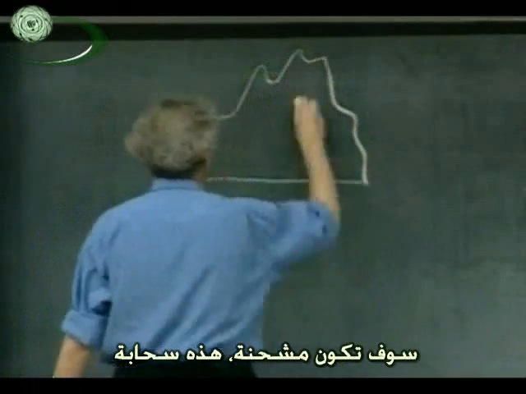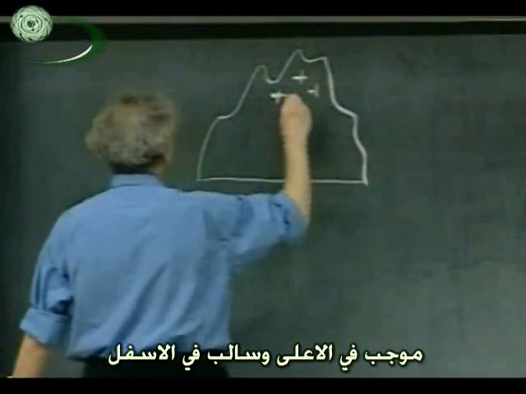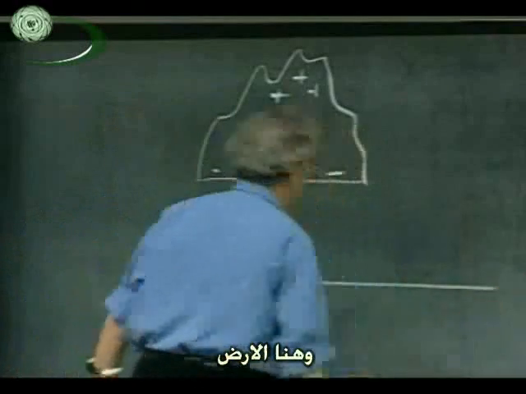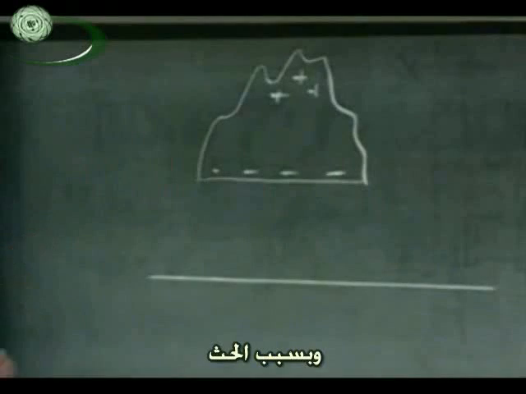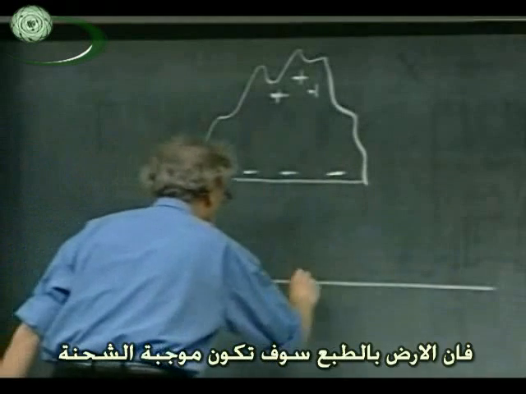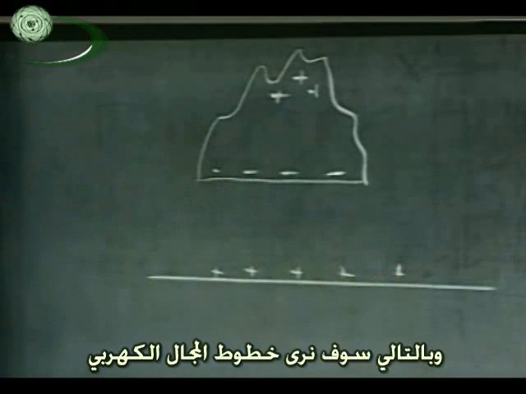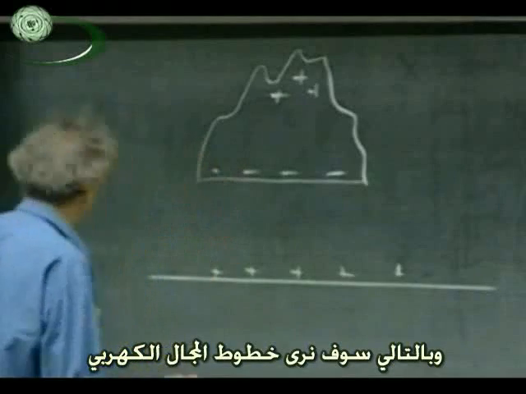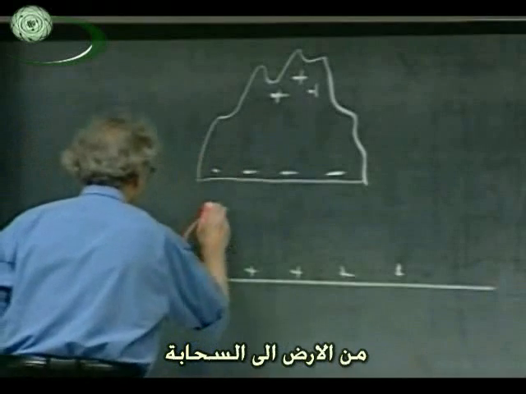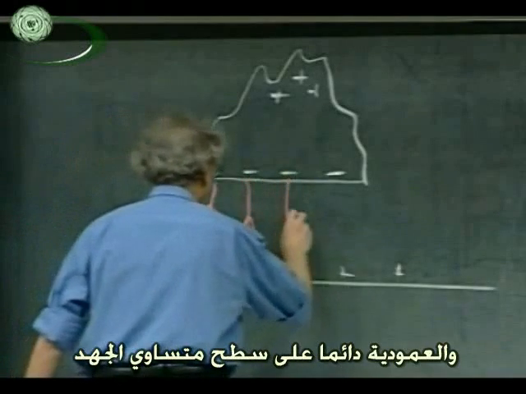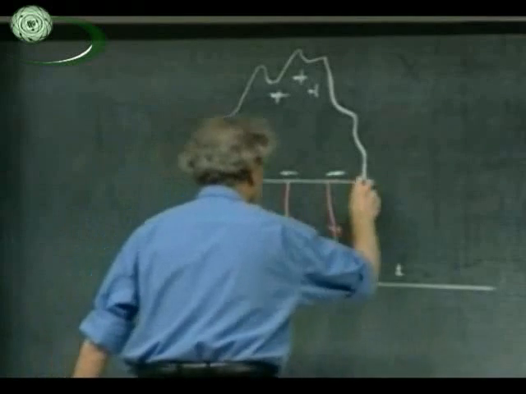This is the cloud. Positive at the top, negative at the bottom, and here is the Earth. Because of induction, the Earth, of course, will therefore become positively charged here. And so we're going to see field lines, electric field lines, which go from the Earth to the cloud, always perpendicular to the equipotentials. Something like this.